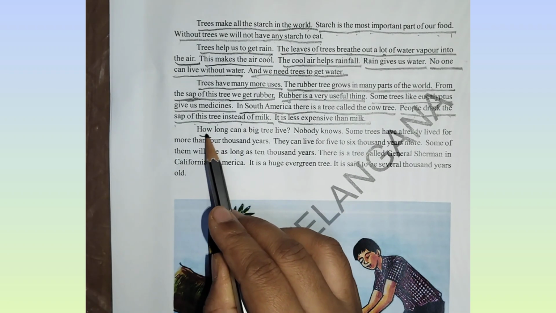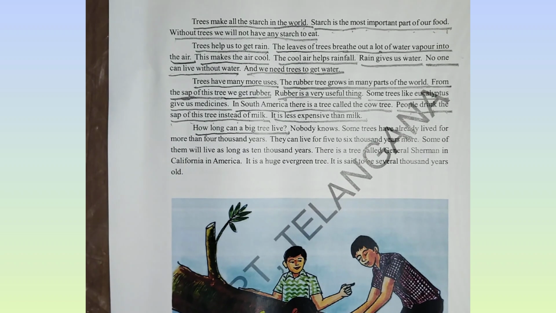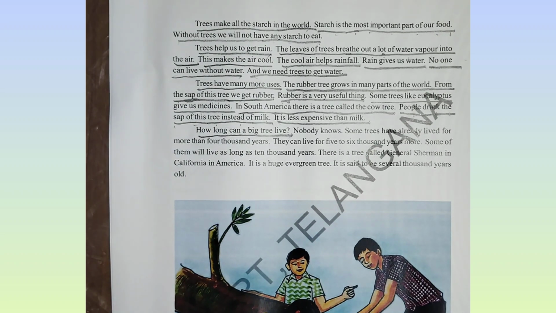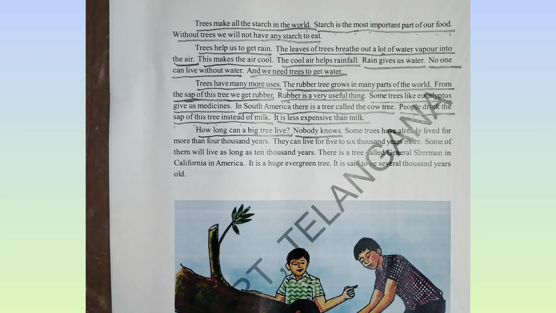How long can a big tree live? They are asking whether there is an age for a tree, like human beings. Usually human beings live for 40 years, 60 years, 70 years, 100 years. Trees also live. What is the age of a tree? Nobody knows how many years or months trees will be alive.